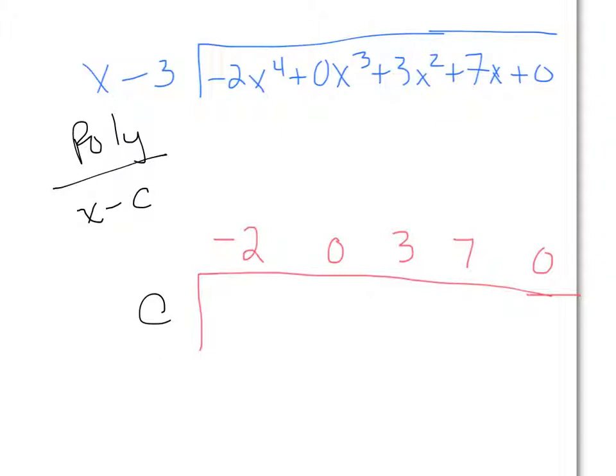Negative 3? No, it's 3. Why is it 3? Because it's x minus c, so the constant is just the positive number. It's just a number, not the sign. If you look at this as x minus c, what takes the place of c in the divisor is the number 3. X minus 3. C's place has been taken by 3. So you're going to put a 3 outside here.